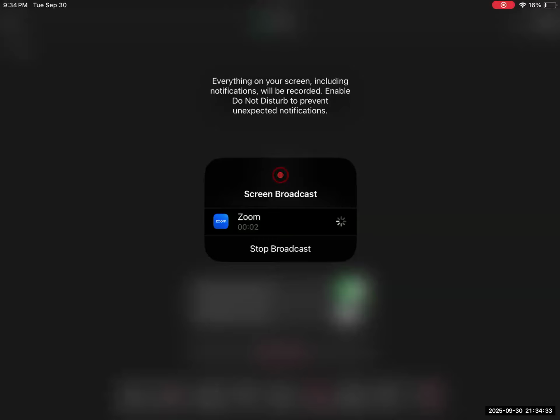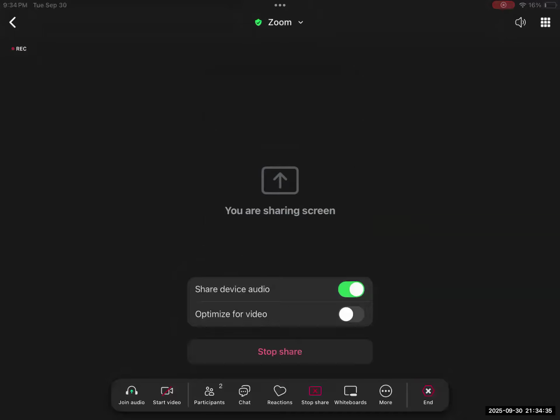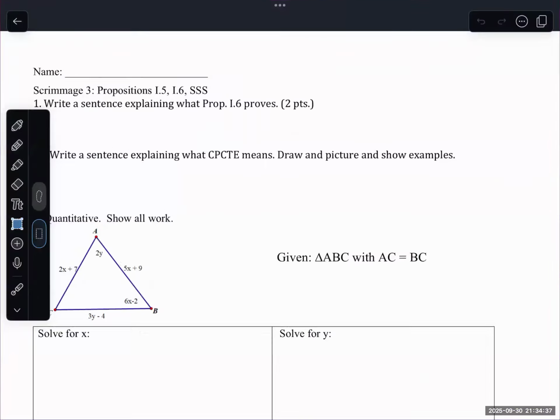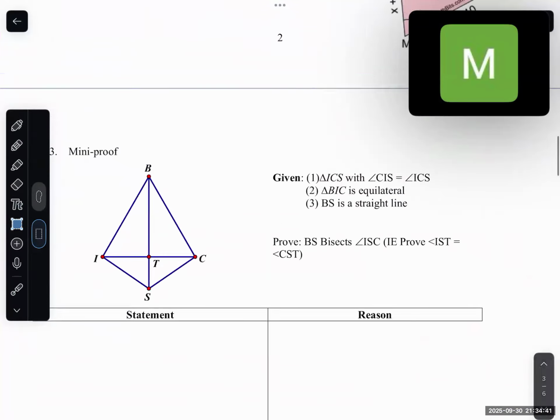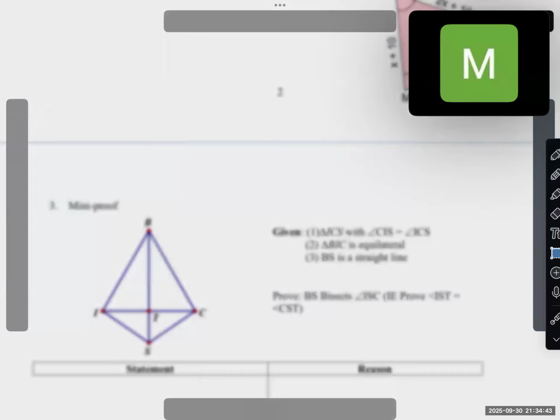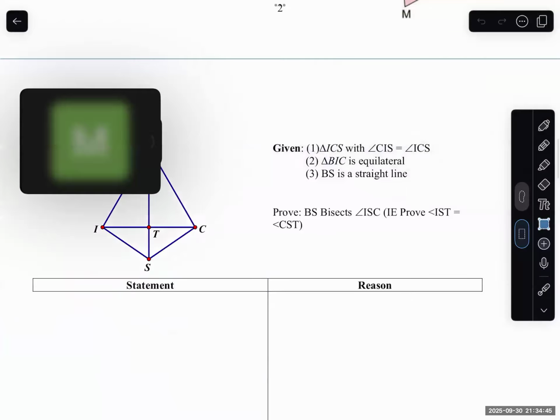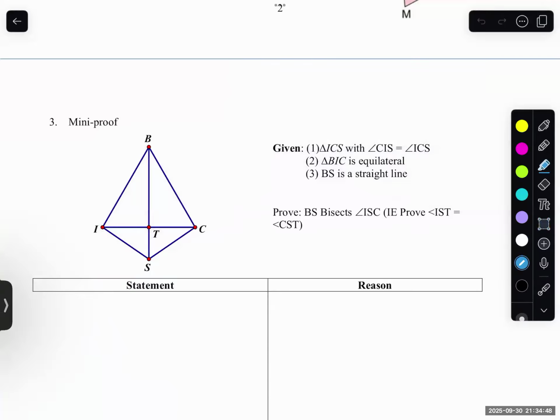Great. Okay. So there's a couple of proofs in particular that I'm going to go through, mostly this proof right here. So we'll start with this one. And again, if I want to prove that something bisects, basically what that means is I want to prove that these angles right here are equal. So IST is equal to CST.